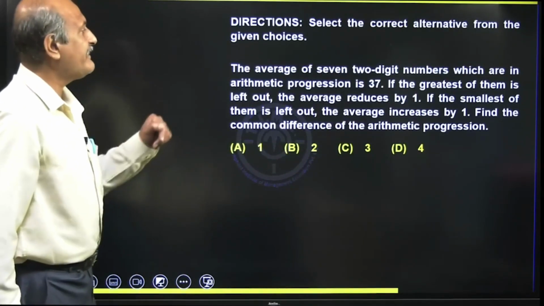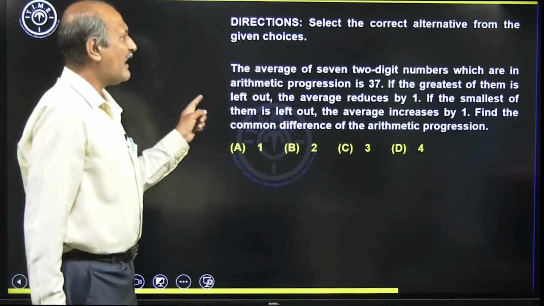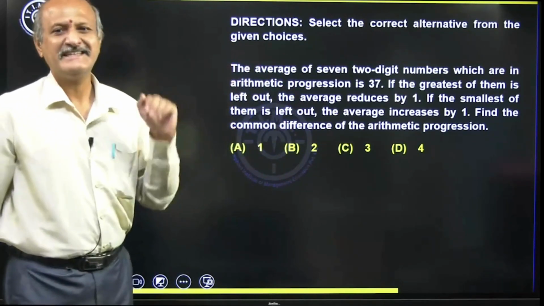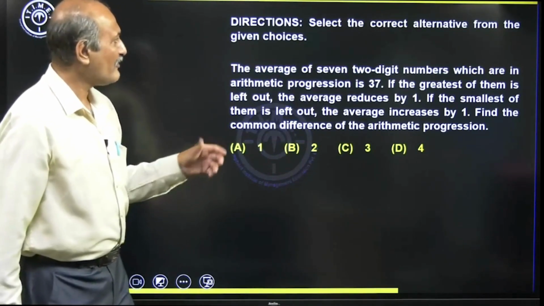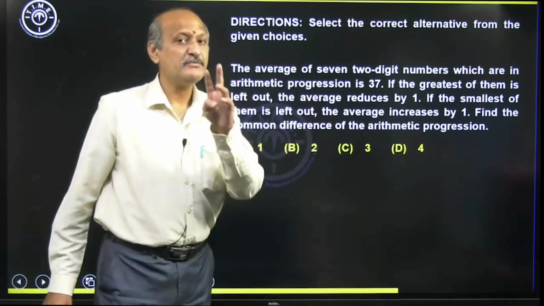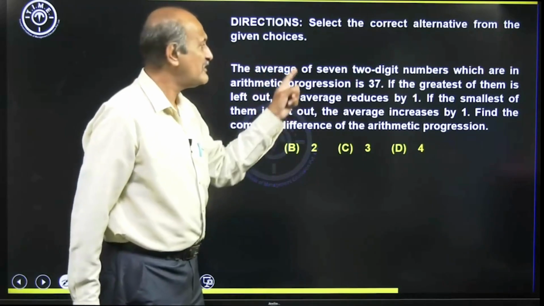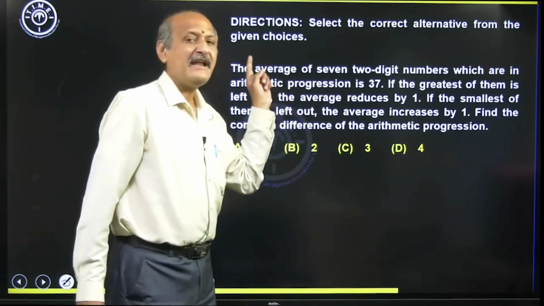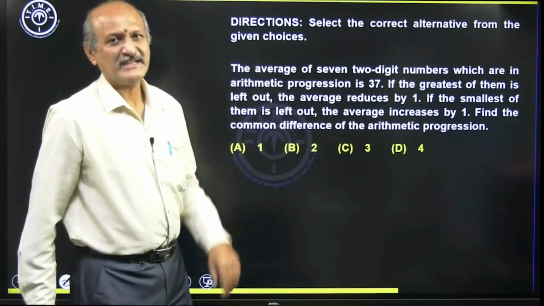It reads, the average of 7 two-digit numbers which are in an arithmetic progression is 37. Understand the clues carefully here. What do we talk of? There are 7 numbers which are each 2 digits. They are in an arithmetic progression. Further it says the average of those is equal to 37.